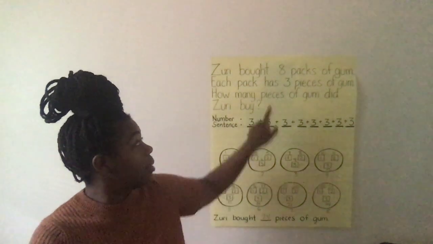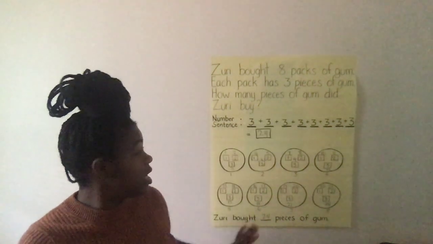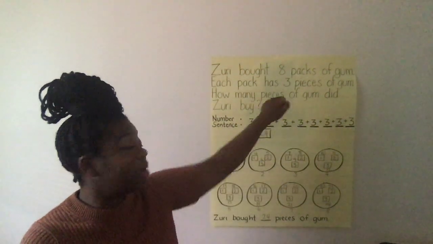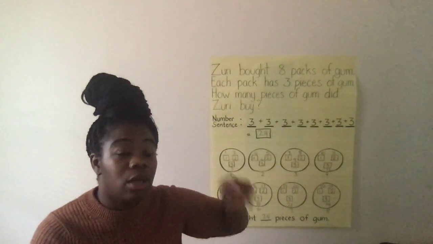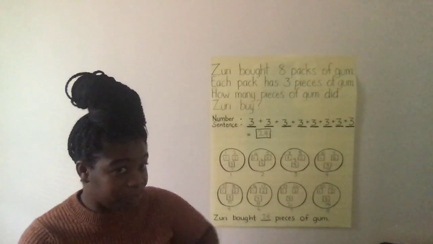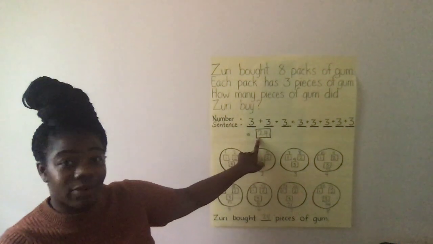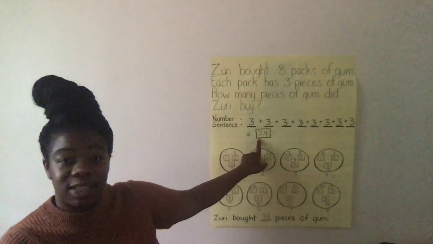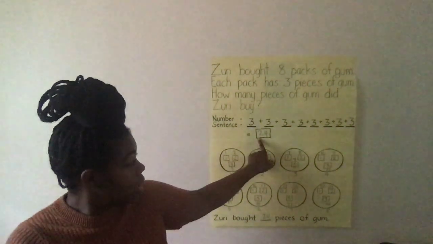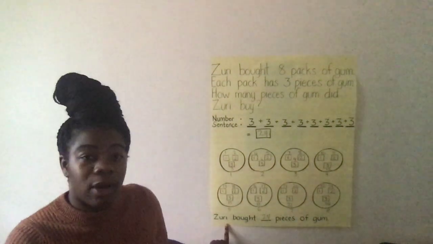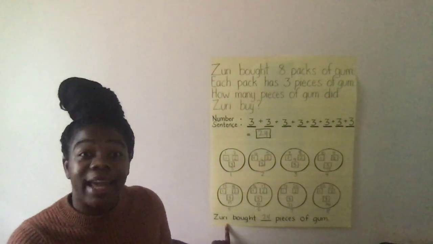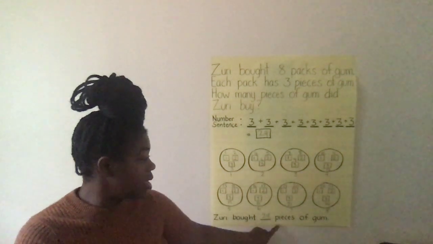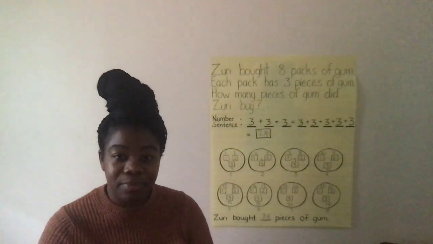Notice the distinction between pieces and packs. These circles represent the packs, but the boxes represent the pieces. So our answer will represent the pieces of gum. So right here, you see I've written the number 24 in my box because we have 24 pieces of gum. Now, at the bottom of my paper, you see that I have an answer sentence where I write, Zuri bought 24 pieces of gum.